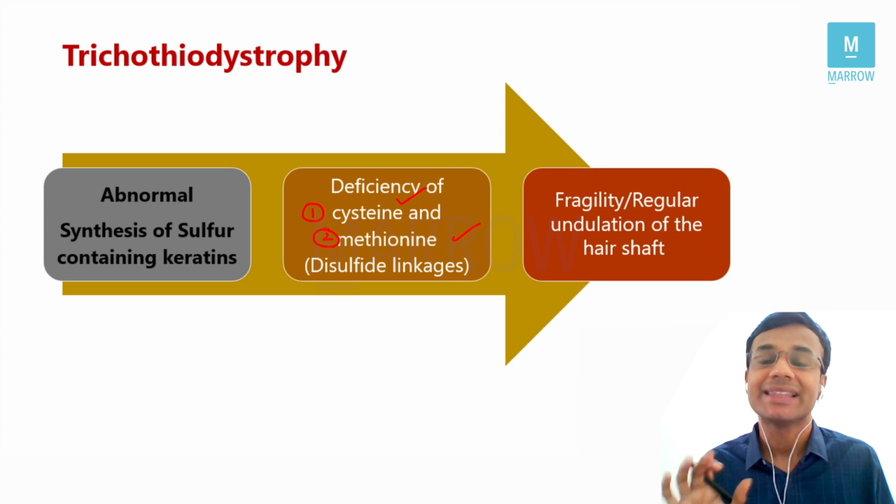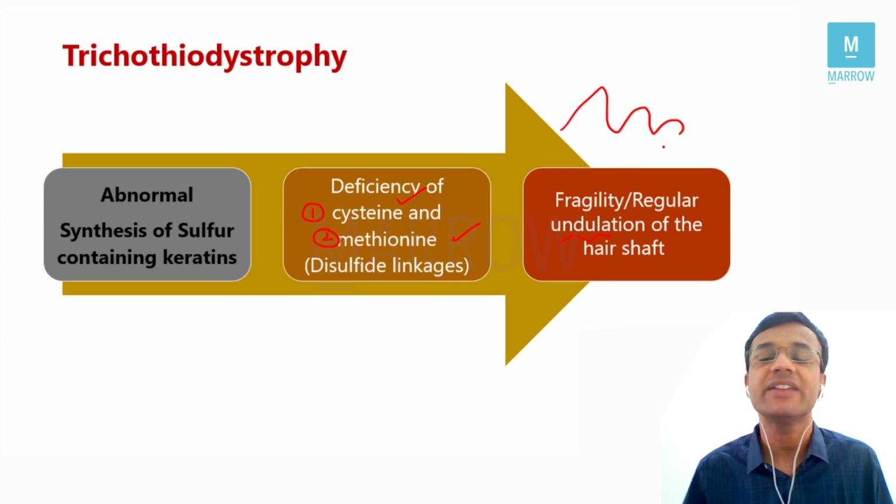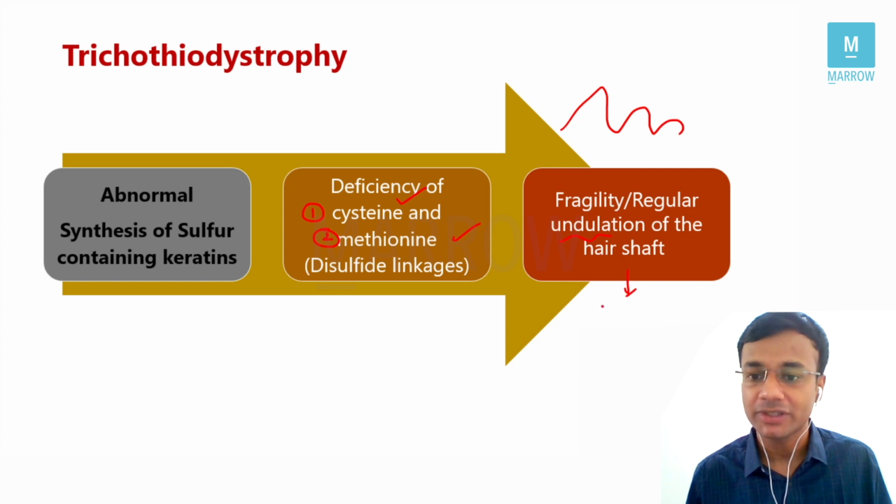are deficient, the hair becomes fragile. So hair becomes fragile and starts showing undulation. Undulation means a wavy pattern is seen of the hair shaft, and this is responsible for the tiger tail appearance. So the tiger tail appearance is basically going to happen because of the fragility of the hair.